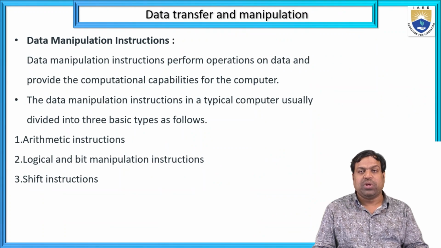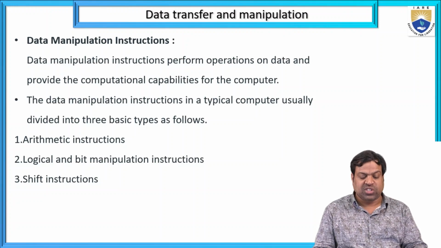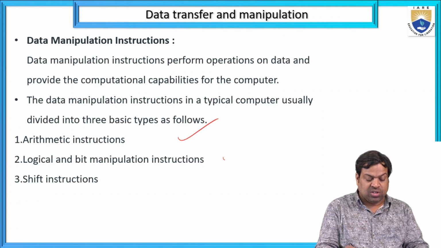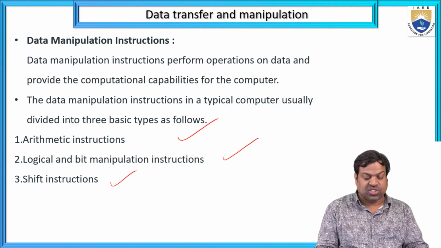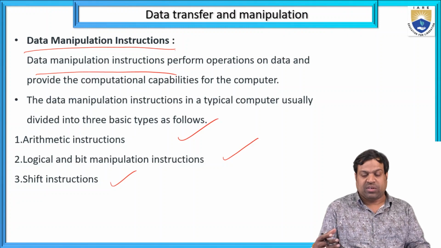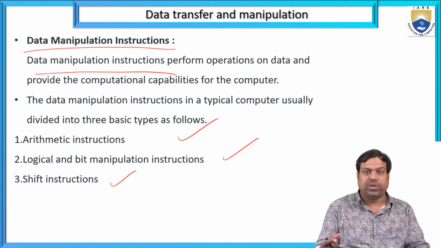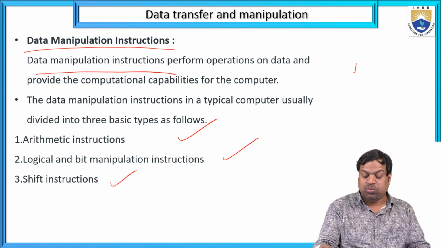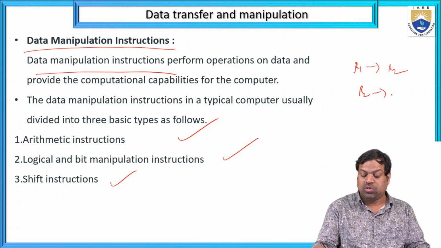So data manipulation instructions. Data manipulation instructions perform operations on data and provide the computational capabilities for the computer. The data manipulation instructions in a typical computer are usually divided into three basic types as follows: arithmetic instruction, logical and bit manipulation instruction, and shift instruction. So data manipulation means we are converting through the arithmetic and logical operations. Or suppose R1 data is converted to R2, or R2 to R1. What does this mean? It is a data transfer.